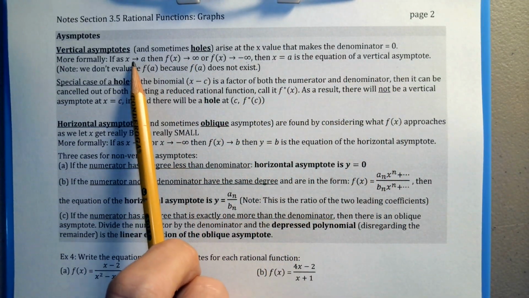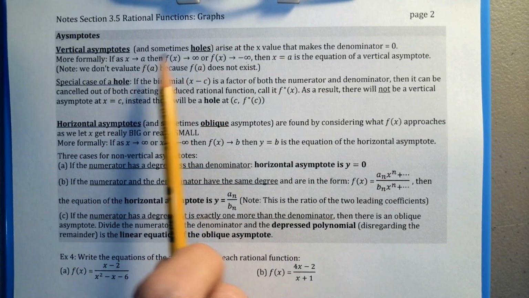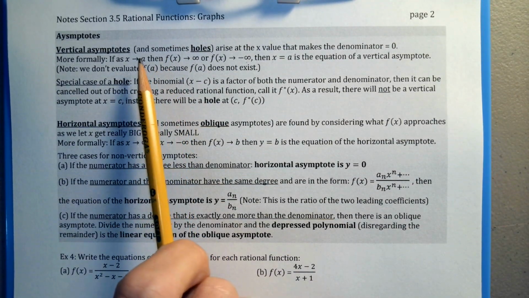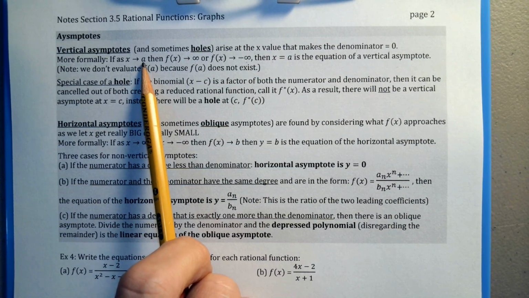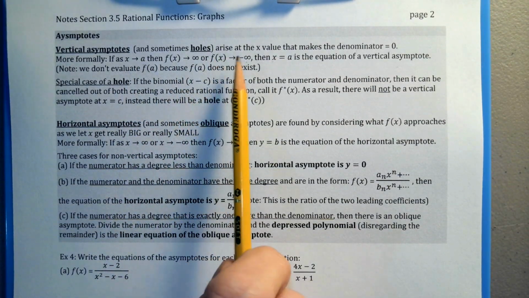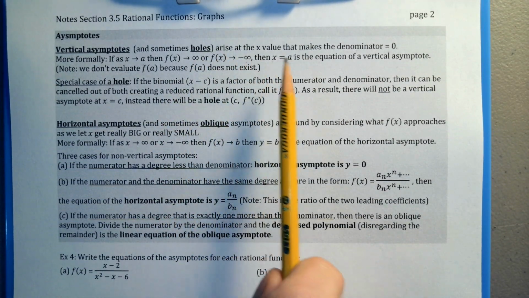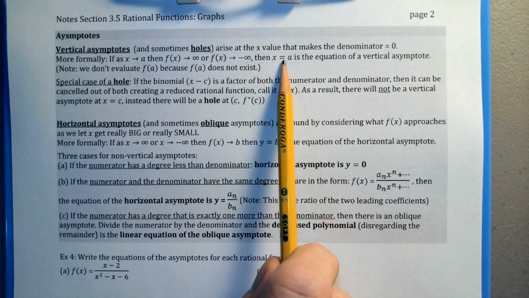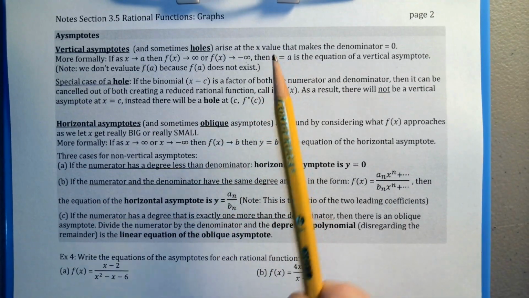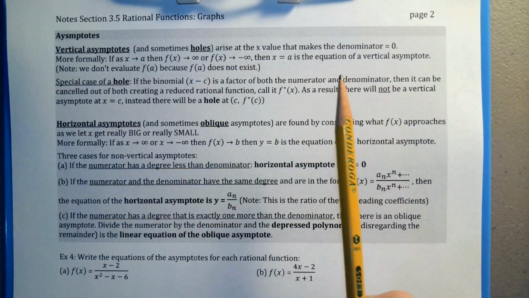So if we get closer and closer to some value a, you can't say f of a because that'll make it undefined, but if x is getting closer and closer to a and f of x is getting closer and closer to either infinity or negative infinity, then that means there's an asymptote at x equals a. So x equals a would be the equation of that vertical line, which is the vertical asymptote.